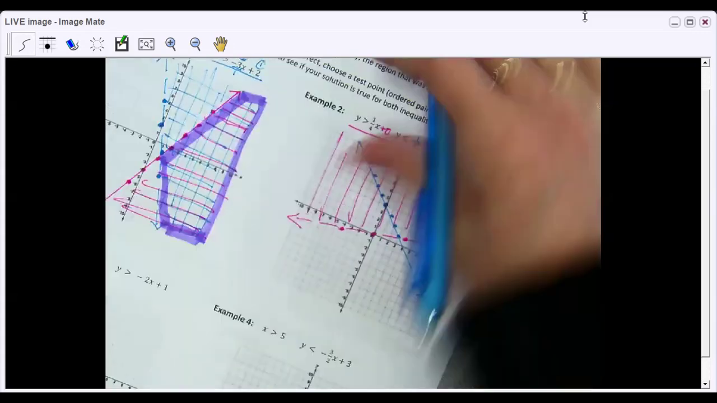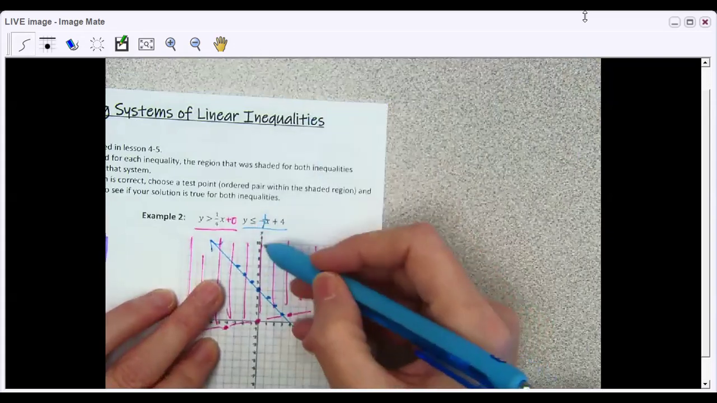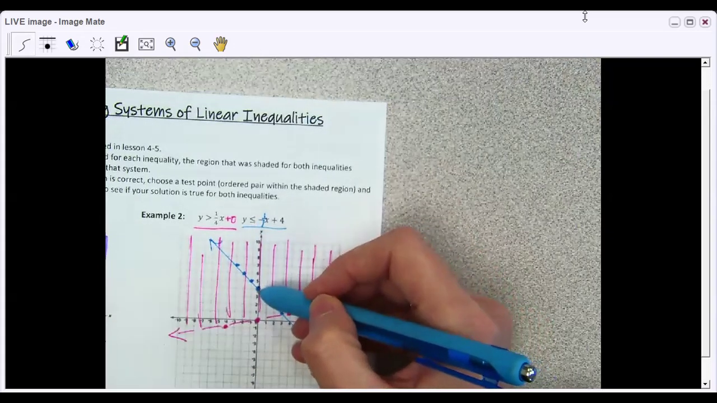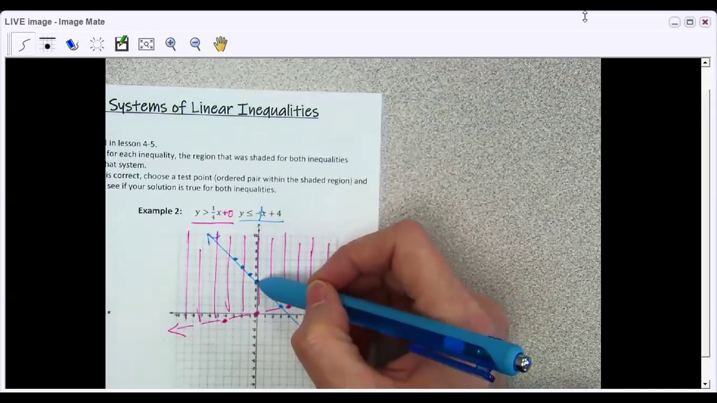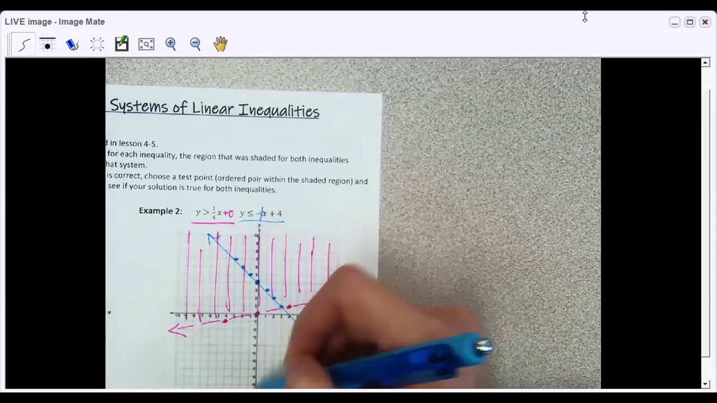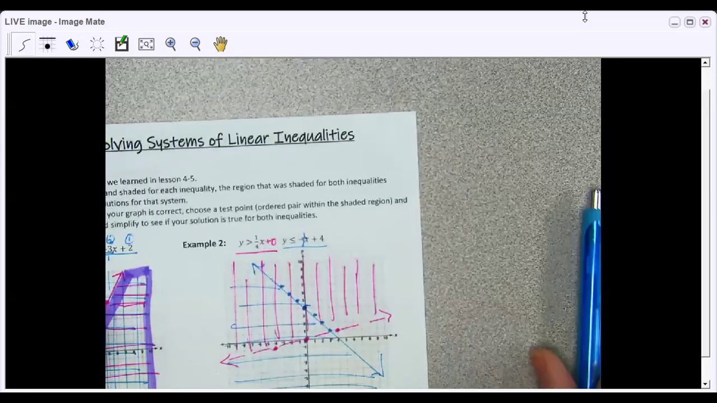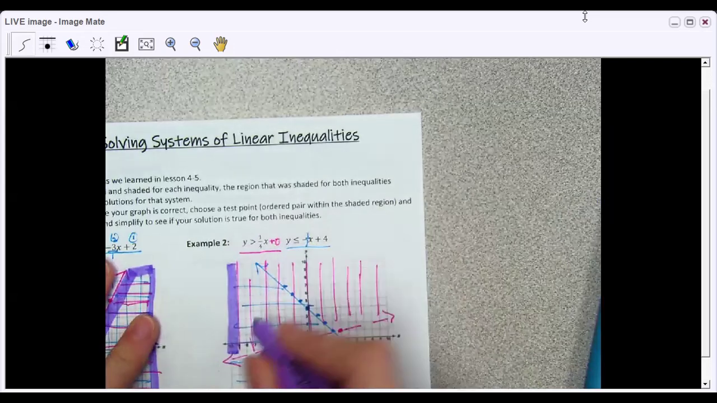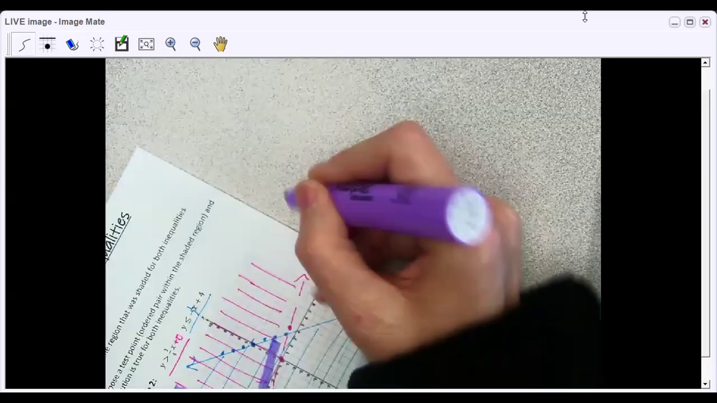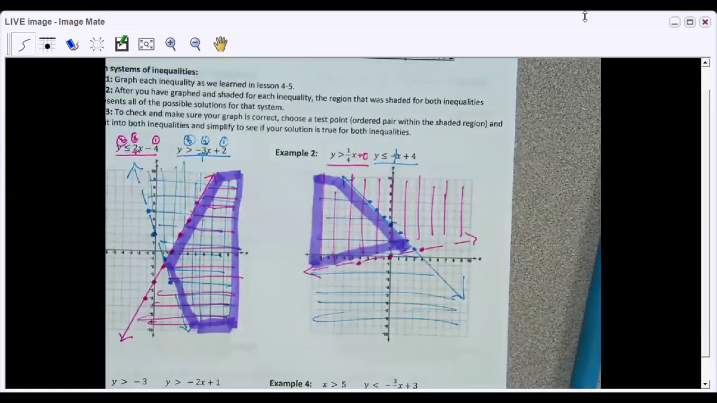And then I am going to do my shading. Now my shading is less than, so looking at my y-axis, my line, starting with my line, I'm going to see where my numbers get less than, and they get less than going below it. So I am going to shade. And the overlapping section is right here. Now you don't have to do the highlighting. As long as I can see where it overlaps, you're good. Okay.